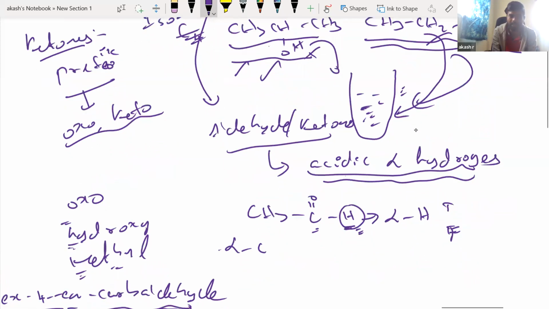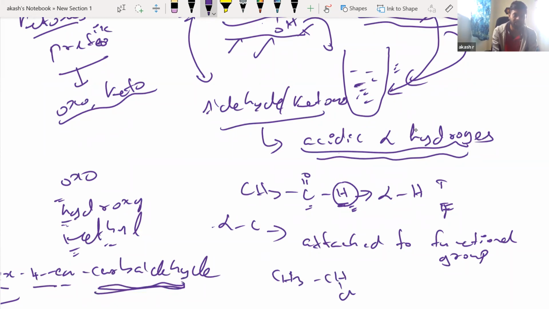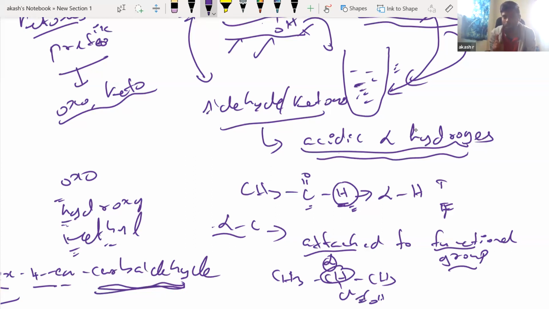First of all, we have to understand what an alpha carbon is. An alpha carbon is the carbon which is attached to the functional group. For example, if I say CH3CHCl CH3, this particular carbon which is attached to the functional group is the alpha carbon. Same if I had OH here, again this would have been the alpha carbon. Here, what is the functional group? This entire CHO is the functional group here. So the carbon atom attached to it is your alpha carbon.